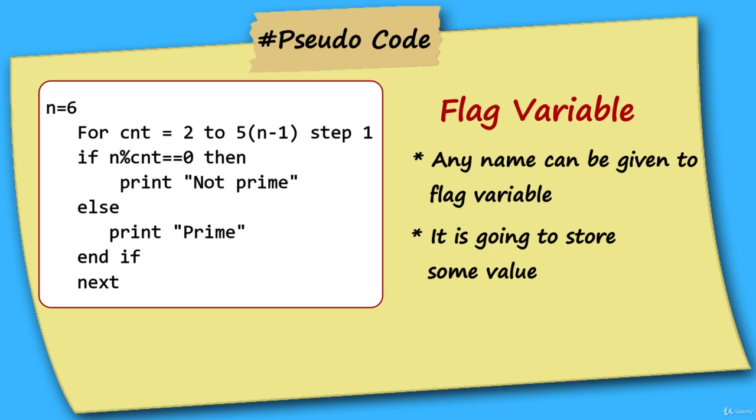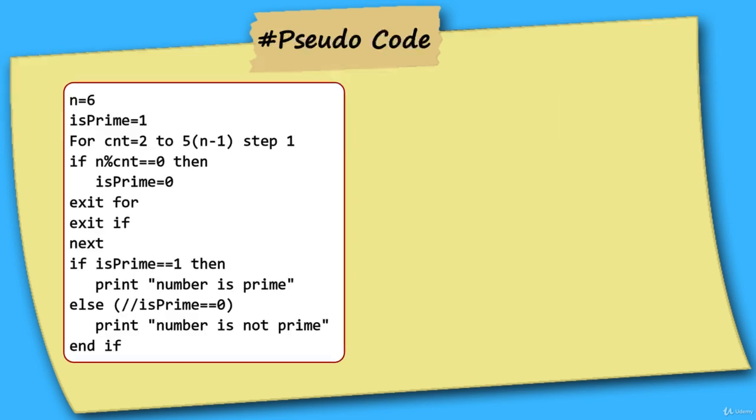Whenever we say it's a flag variable, that means it's a kind of variable which is going to keep a state for certain things. So here, let me take a variable called is prime. Now, in various programming languages, you have a data type called Boolean where you can keep true or false. But at the moment, because we are writing pseudocode and we do not want to deal with complex data types here, let's say in is prime, I am going to say 1. That means I assume from the beginning that the given number is a prime number.